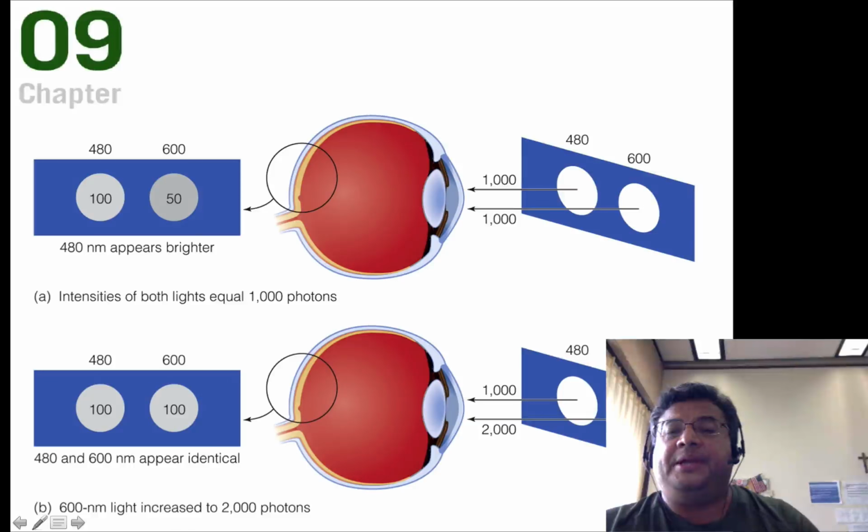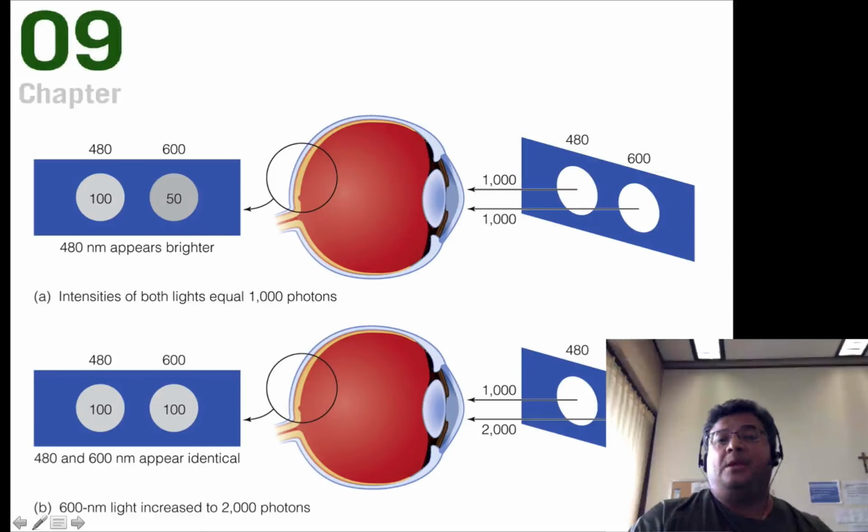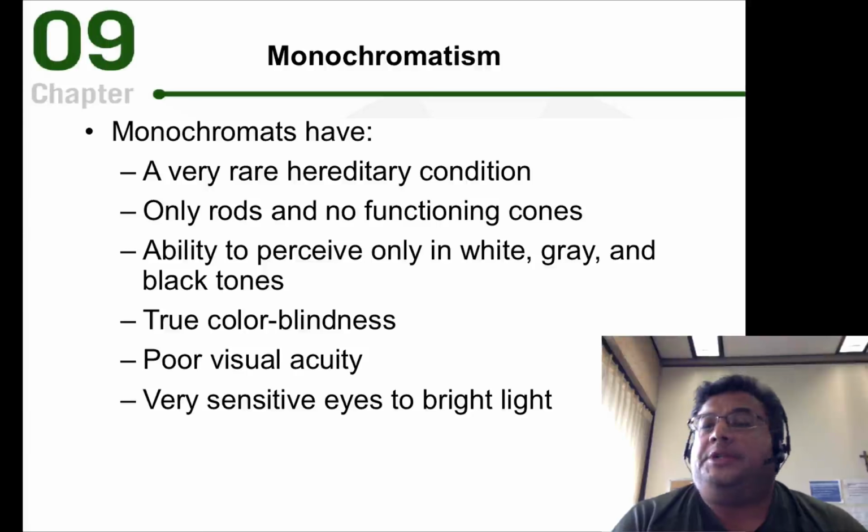And we simply overcame that by doubling the amount of light coming out of the 600 nanometer lamp. So I'm going to skip ahead to this slide entitled Monochromatism.